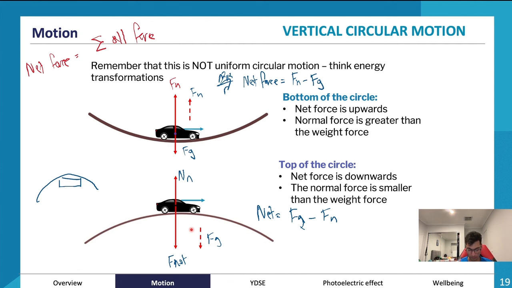Another way this formula is sometimes written is in terms of tension. Sometimes you'll get some mass being spun around on a string, and so these formulas can be written as net force equal to force of gravity, but instead of having a normal force, you have a tension force. Same thing with this formula: net force can also be written as the force of tension minus the force of gravity. You can apply the same thing to this scenario, and I'll leave that as an exercise for you.